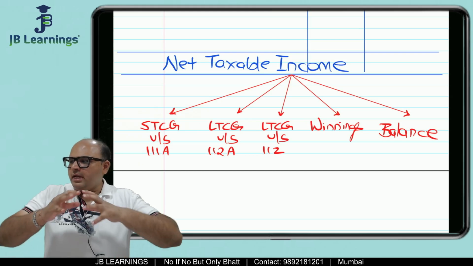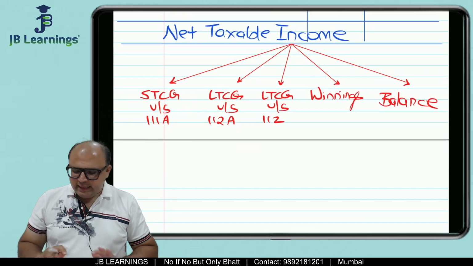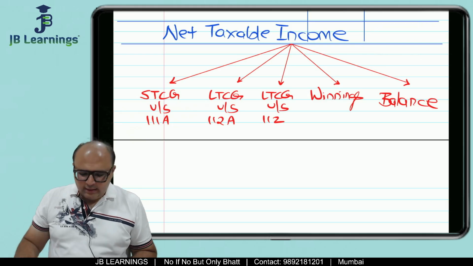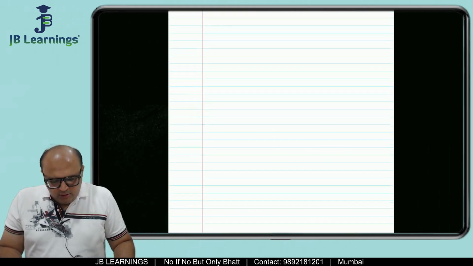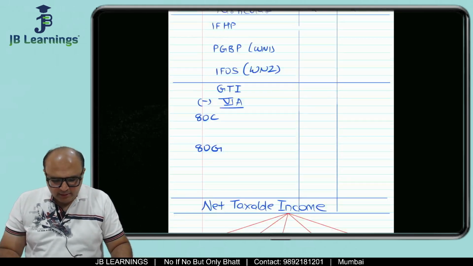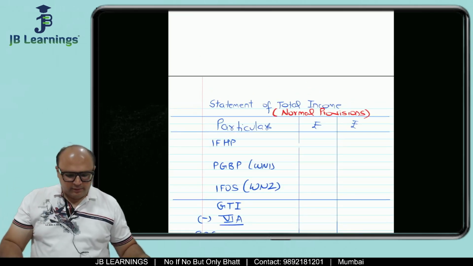So what I have done is I have divided my NTI into 5 parts and kept it ready. So as soon as I get my NTI, I'll start calculating tax. All right. And then I've also kept this statement of PGBP ready. But in this question, we are going to solve the sum as per the direct method.